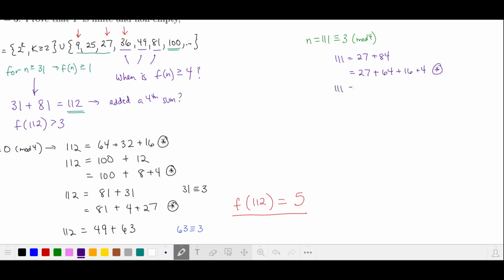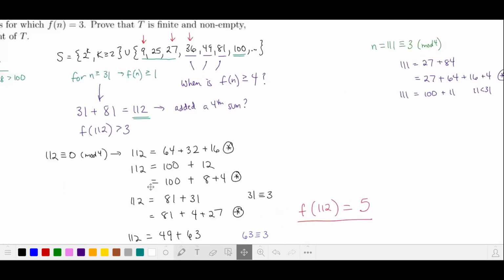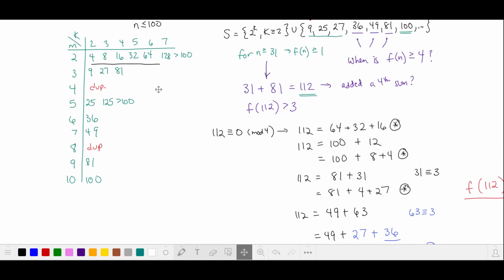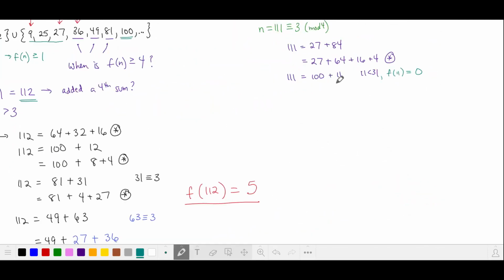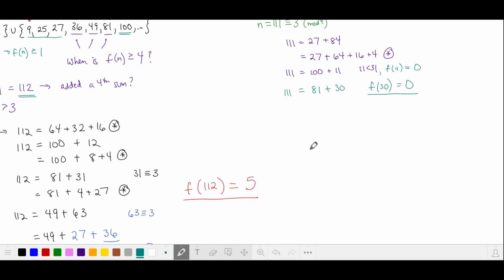Let's try 111, subtracting out 100. That leaves us with 11. 11 is less than 31, so we're not guaranteed a sum. But if we take a quick look at the numbers that are less than 11, we see quickly that we cannot get that sum. F of 11 is 0, so this is not a valid sum. Let's take 111 and subtract 81. This leaves us with 30. In part A, we found that f of 30 is equal to 0.